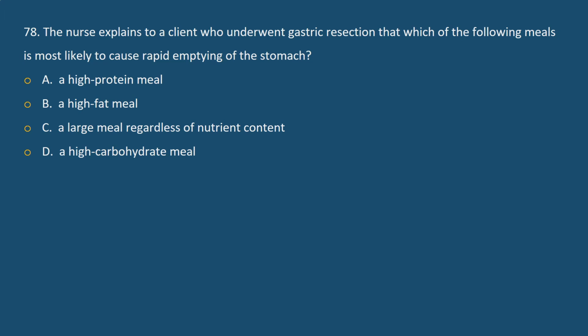Question 78. The nurse explains to a client who underwent gastric resection that which of the following meals is most likely to cause rapid emptying of the stomach? A. A high-protein meal. B. A high-fat meal. C. A large meal regardless of nutrient content. D. A high-carbohydrate meal.